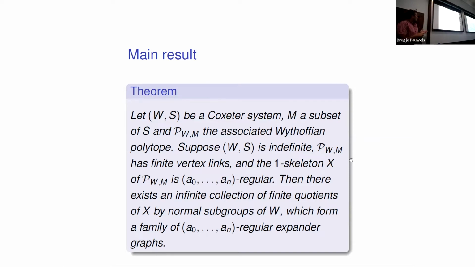And we want the one-skeleton of this infinite polytope to have sufficient regularity properties. Then the trick later on will be to show that we don't destroy this regularity when we take a quotient. And then the conclusion is that there exists an infinite collection of finite quotients of X by normal subgroups of W, which form a family of (a_0, ..., a_n)-regular expander graphs. So this theorem is sort of conditional. It already tells you that I have found such a polytope that has high regularity. To find such a polytope, you need to look at the specific Coxeter diagrams and actually show that you can do this.